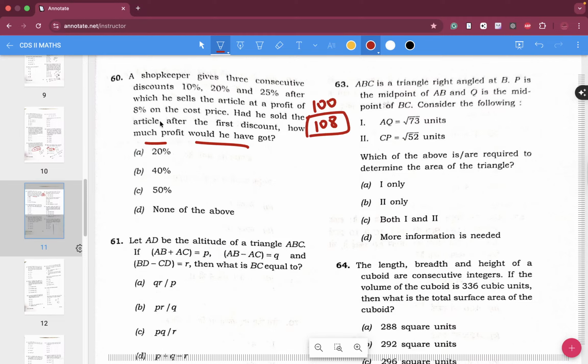How much profit would he have got had he sold the article after the first discount, after he gave 10% discount? That is the question. I don't know what the marked price is, so I'm saying the marked price is equal to X.